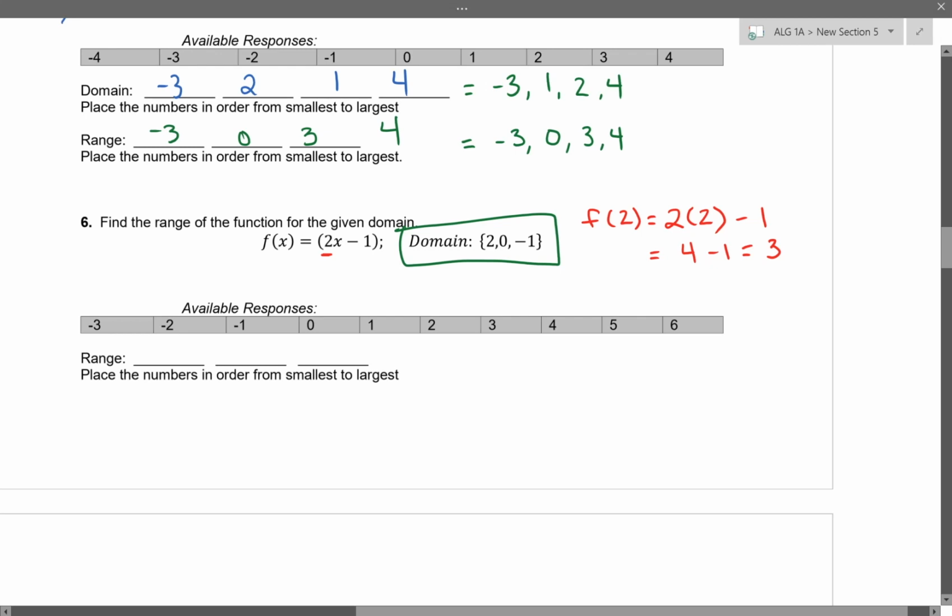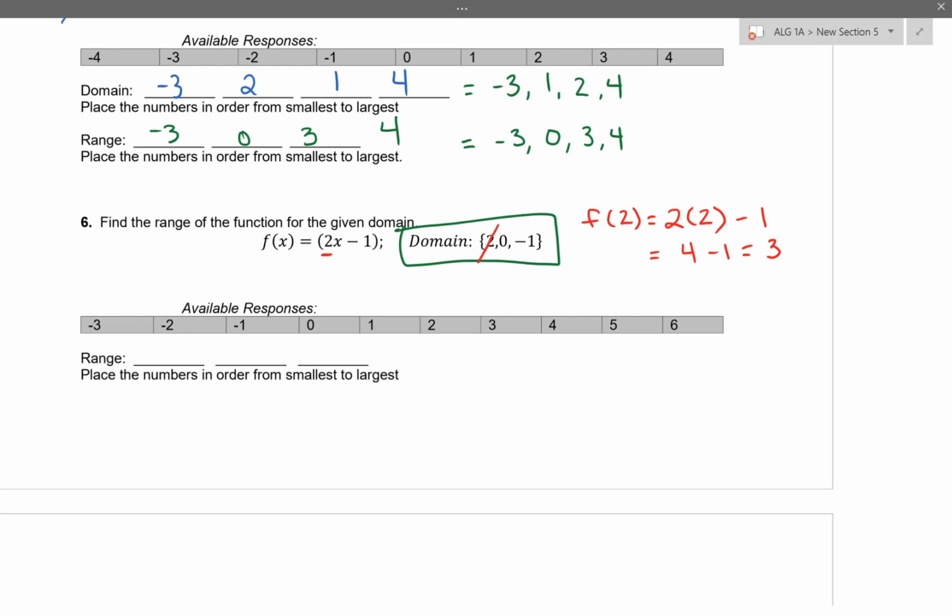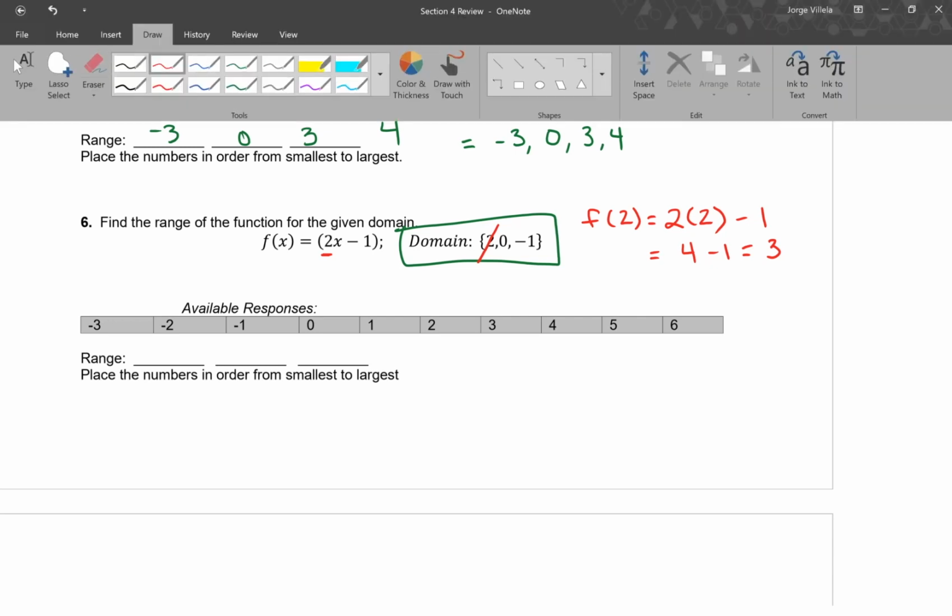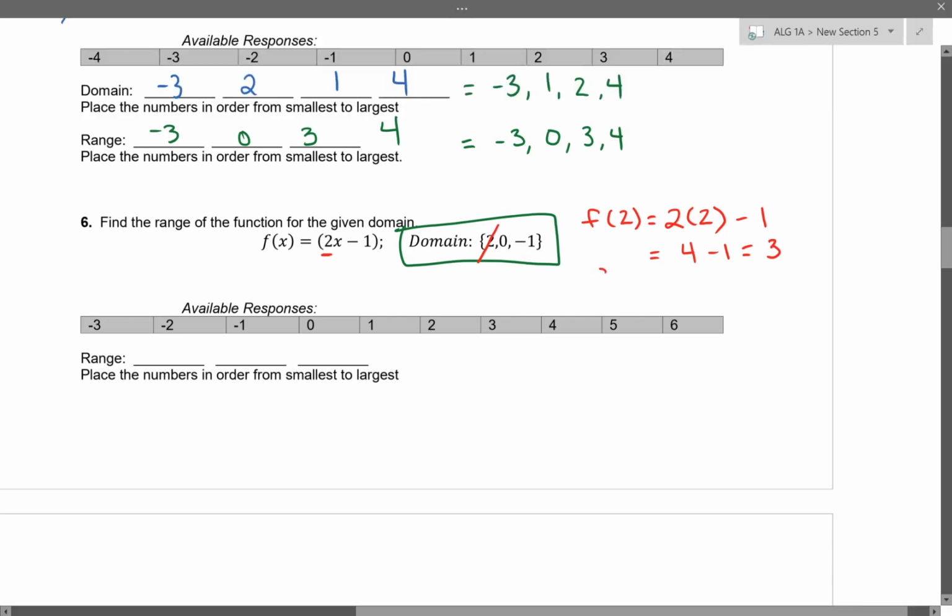Alright, so that was our first one. Now let's do the 0. I'll do this in a different color. So the next one is f of 0 equals. Every time I see an x, I'm going to put what number now? I'm going to put 0. 2, I see an x, so it's 2 times 0 minus 1. Well, anything times 0 is 0. 0 minus 1, that is negative 1. I can cross out my 0 because I'm done with that now.